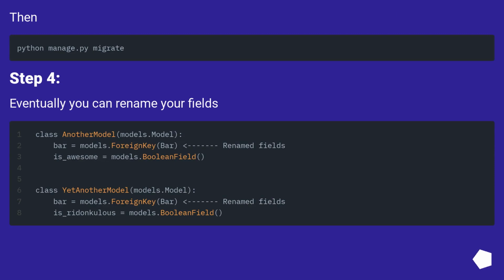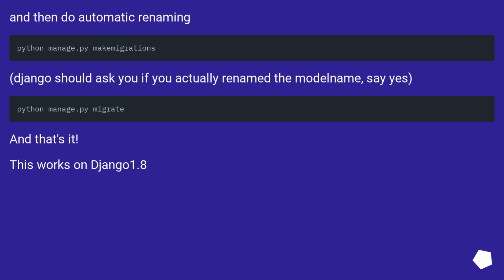Then, Step 4. Eventually you can rename your fields. And then do automatic renaming. Django should ask you if you actually renamed the model name. Say yes. And that's it. This works on Django 1.8.